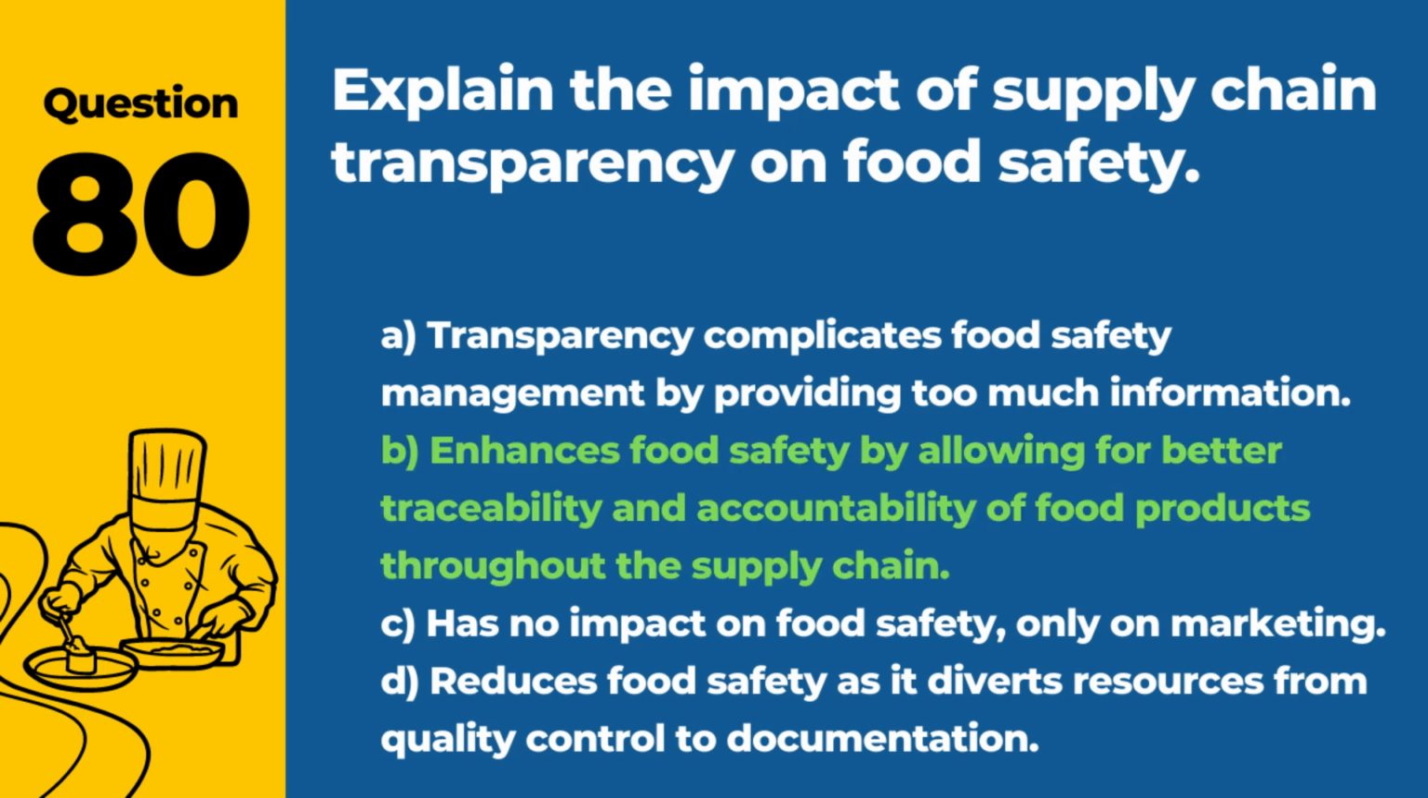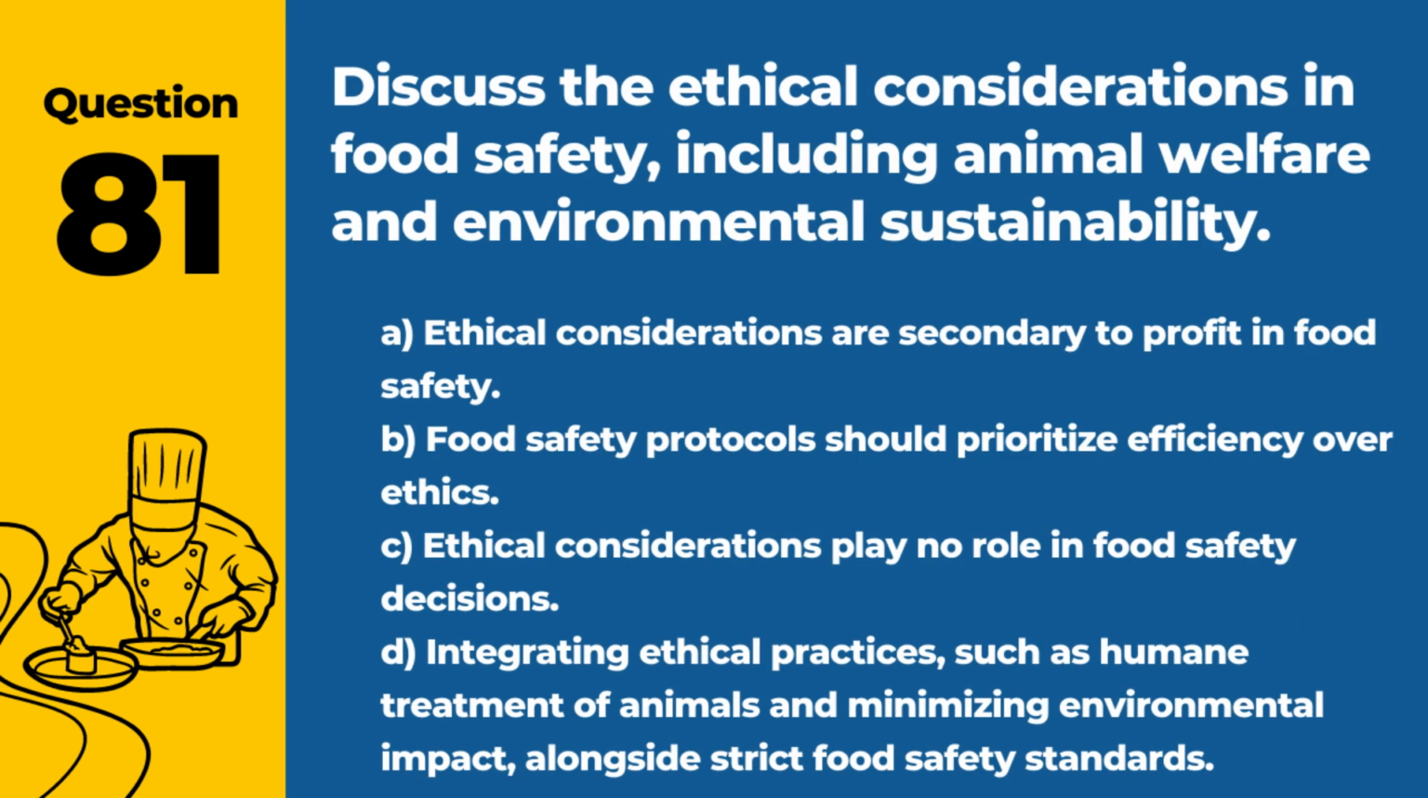Answer. B. Enhances food safety by allowing for better traceability and accountability of food products throughout the supply chain. Supply chain transparency is crucial for tracking the origin and handling of food products, thereby improving overall food safety. Question 81. Discuss the ethical considerations in food safety, including animal welfare and environmental sustainability.